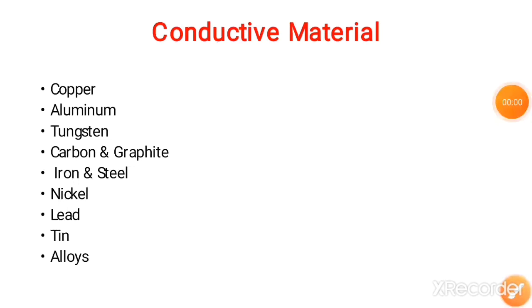Next conductive material is tungsten. Tungsten has the highest melting point among the metals. It is therefore suitable for applications requiring high operating conditions, such as lamps and filaments. The resistivity of tungsten is 5 microohm per centimeter.